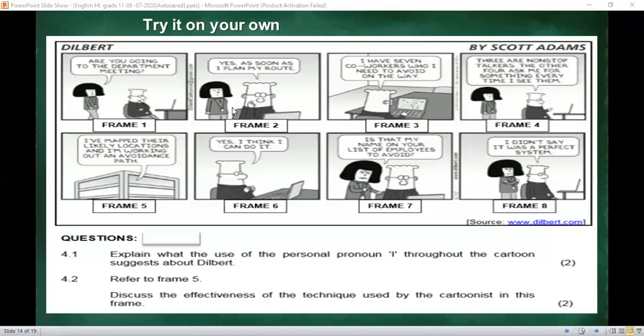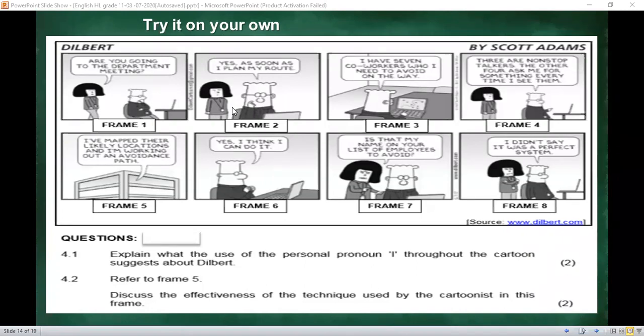"Are you going to the department meeting?" she asks. "Yes, as soon as I plan my routine. I have 7 co-workers who I need to avoid on the way. 3 are non-stop talkers. The other 4 ask me for something every time I see them. I've mapped their likely locations and I'm working out an avoidance path. Yes, I think I can do it." "Is that my name on your list of employees to avoid?" "I didn't say it was a perfect system."